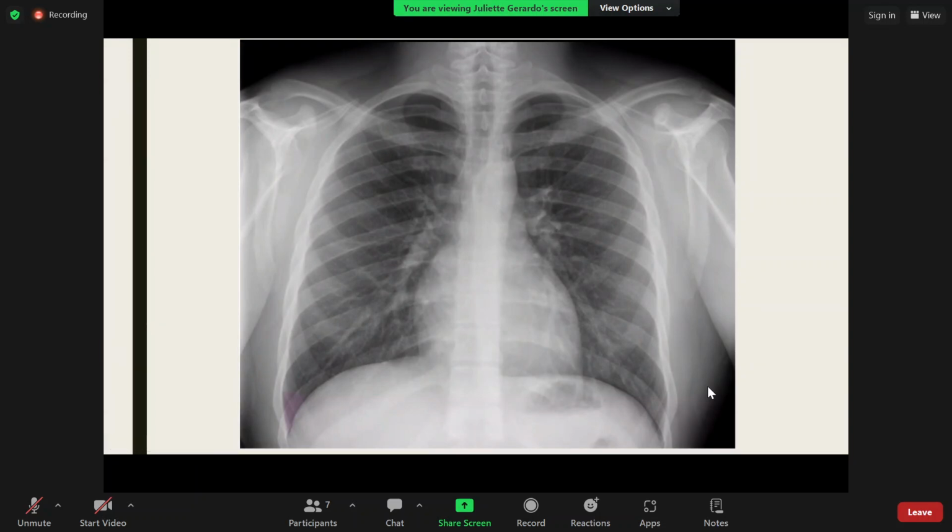For our trainees in the room, we go through methodically to make sure that we're not missing anything. Everybody is different on how they go through their chest x-ray exam. I look at the cardiac silhouette first. I start in the middle and then work out.